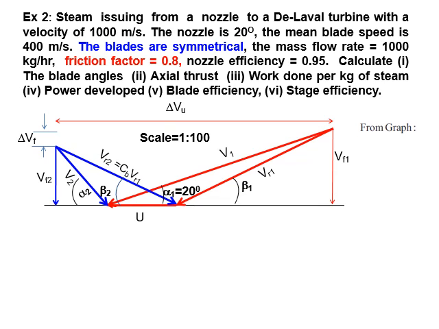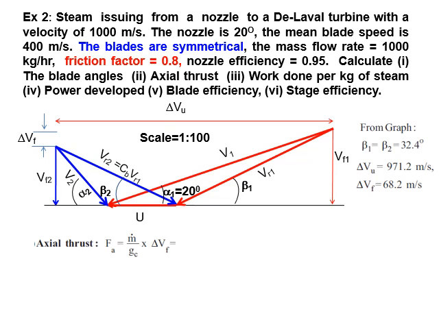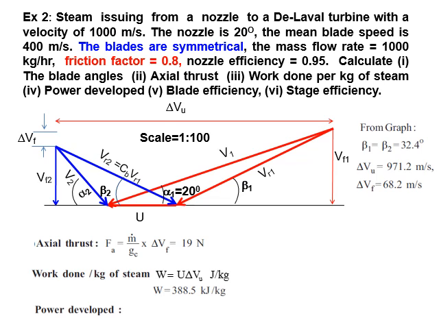Then from the graph, list out all the values. Beta 1 is equal to beta 2 is equal to 32.4 degree. Delta VU is equal to 971.2 meter per second. Delta VF is equal to 68.2 meter per second. Axial thrust is calculated by using the expression m dot by gc into delta VF, and that value is 19 Newton. Work done per kg of steam is calculated by using the formula W is equal to U into delta VU. That is equal to 388.5 kilojoules per kg.